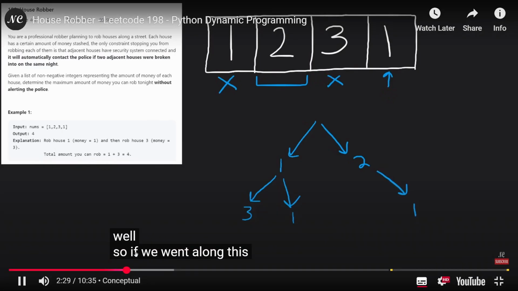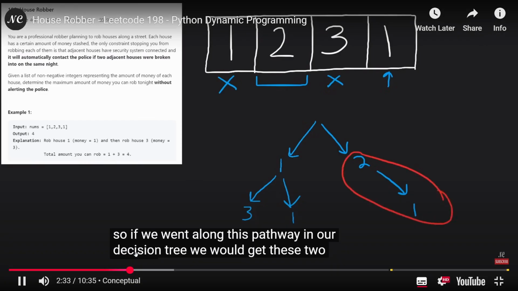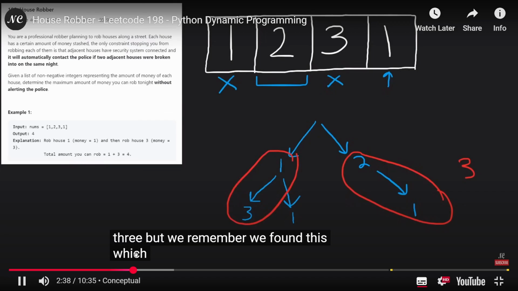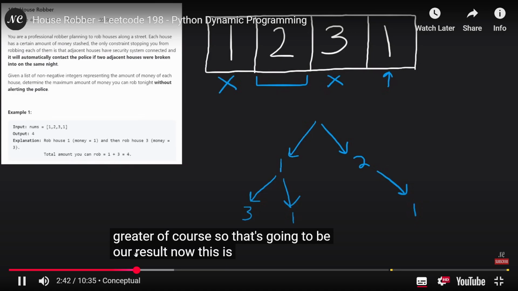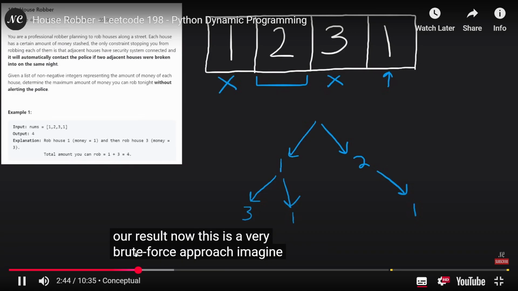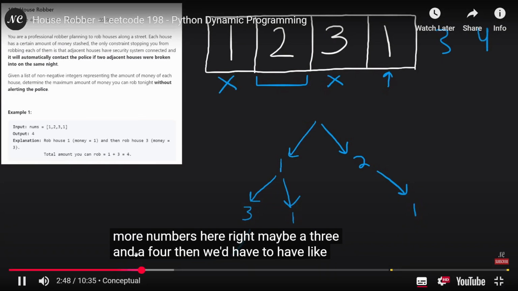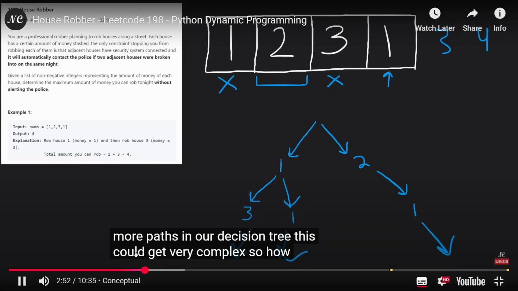So if we went along this pathway in our decision tree, we would get these two houses robbed, and that's a total of 3. But we remember we found this, which was a total of 4, which is greater, of course, so that's going to be our result. Now, this is a very brute force approach. Imagine if we had more numbers here, right? Maybe a 3 and a 4, then we'd have to have more paths in our decision tree. This could get very complex. So how can we improve it?